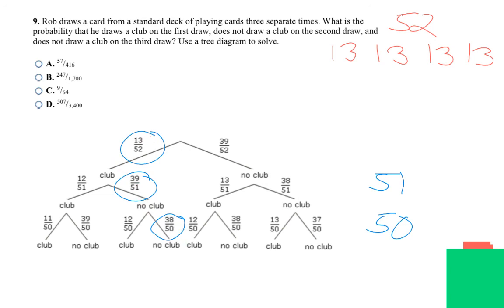So that means I'm going to multiply 13 over 52 times 39 over 51 times 38 over 50. And when you do that, you get 247 over 1700 as your final answer, which is choice B. And you can feel free to use a calculator to multiply those fractions.